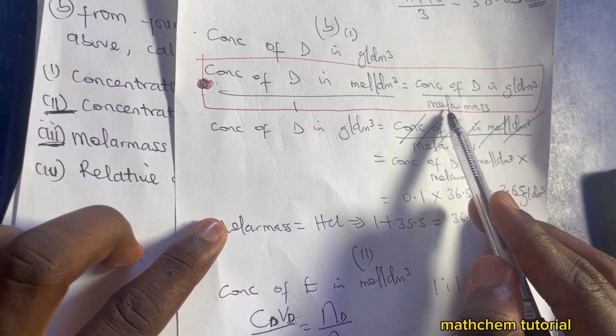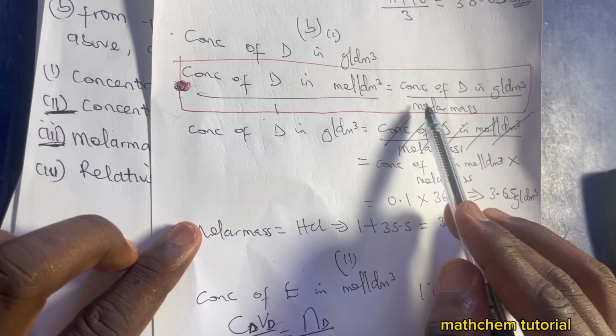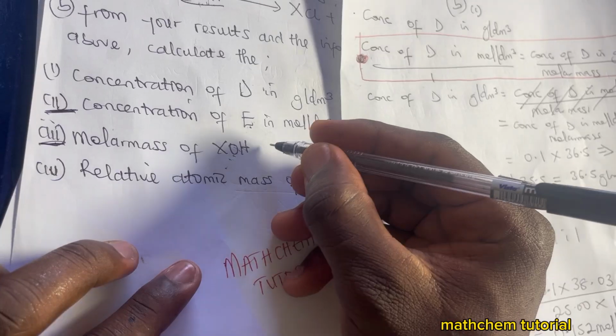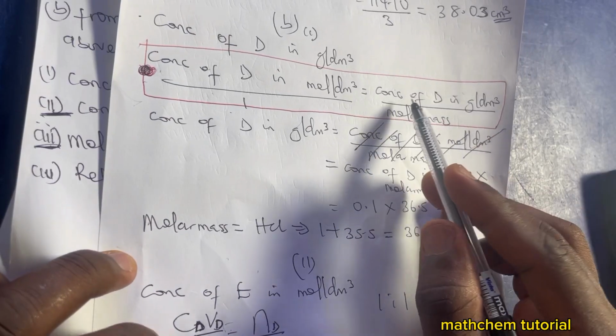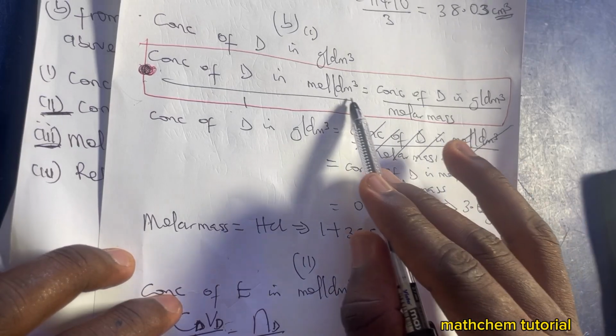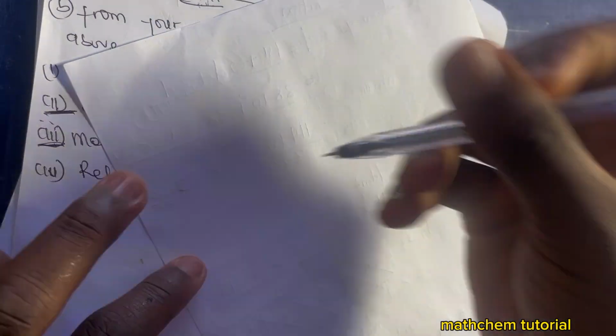This will now be molar mass of XOH by the time you do the cross multiplication. So molar mass of XOH will now be concentration of E. You know, XOH is E. Remember, that's the base. So that will now be concentration of E in gram per dm cube all over concentration of D in mole per dm cube. Okay, let me write it here.